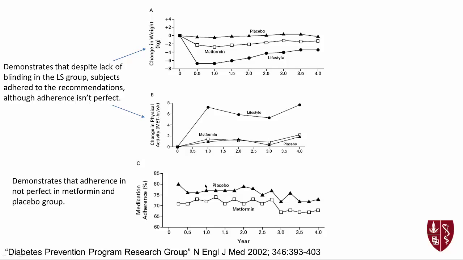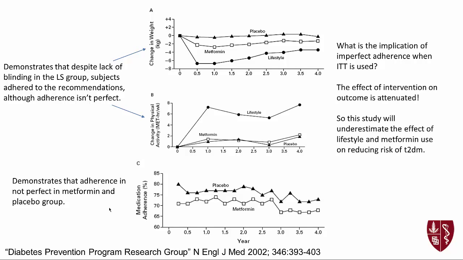So what does this mean? It demonstrates that adherence is not perfect in the metformin and placebo group. So now that we've identified that there is some potential for misclassification of exposure, what we want to know is what is the implication of this imperfect adherence when ITT is used? Well, as we've discussed before, the effect is that we're going to attenuate the relationship between the intervention and outcome. So in this study, we infer that if anything, we've underestimated the effect of both lifestyle and metformin use on reducing the risk of type 2 diabetes.